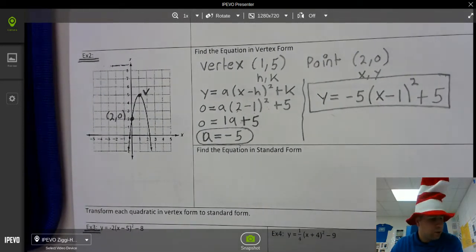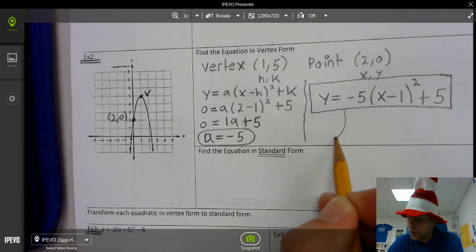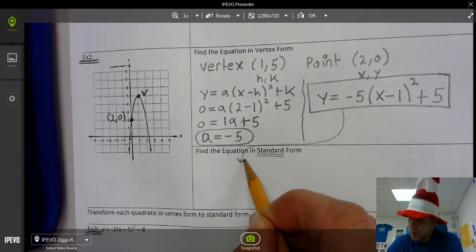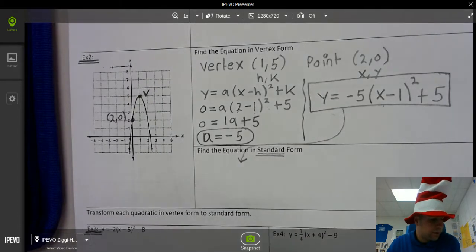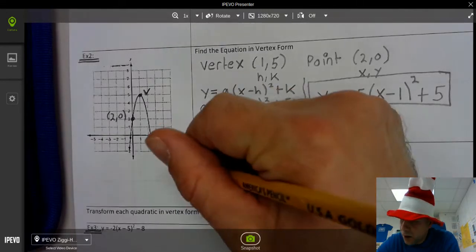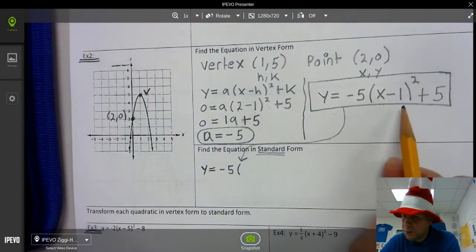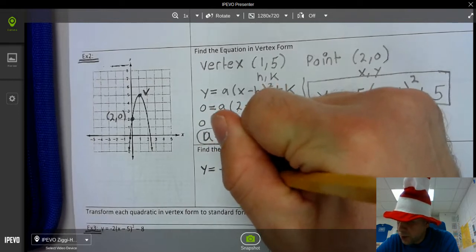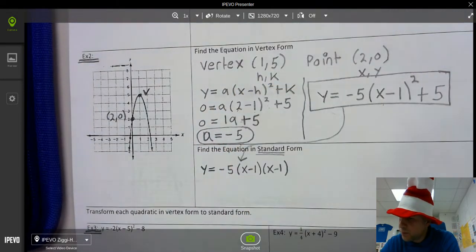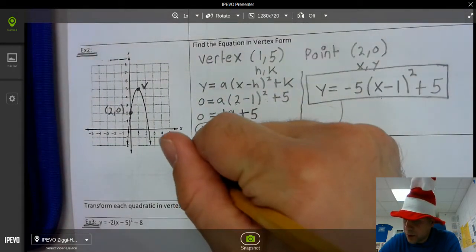All right, so now we're going to convert vertex form into standard form. So we're going to take this equation. Okay, so we're moving into step 6. Step 6 says simplify (x minus h) squared by the box method or FOIL. So y equals negative 5, (x minus 1) squared is (x minus 1) times (x minus 1), plus 5. So now I'm going to FOIL.